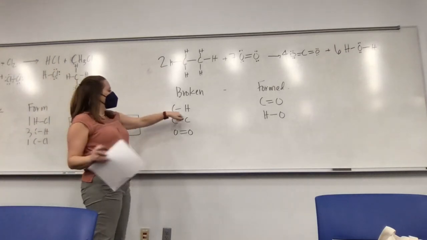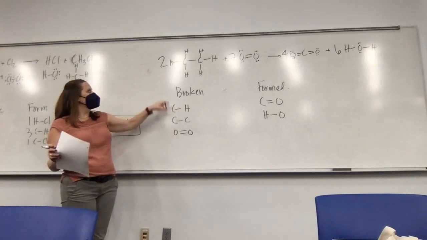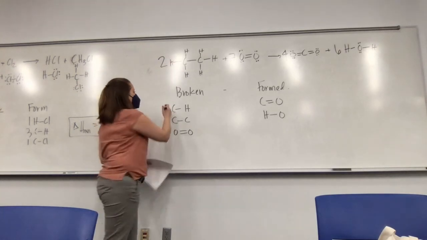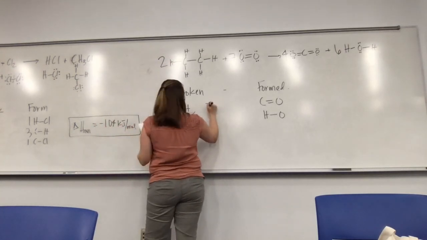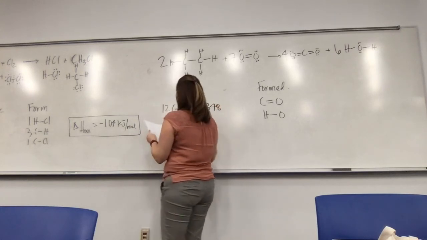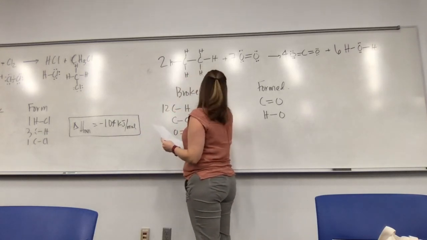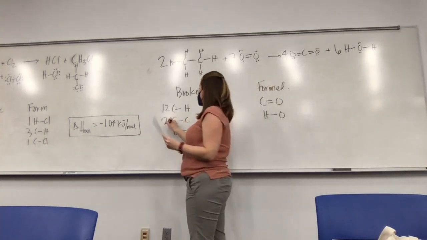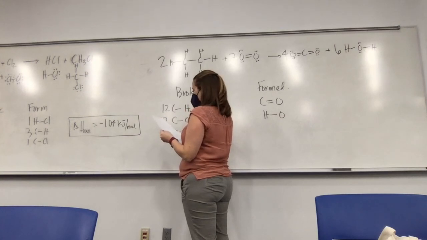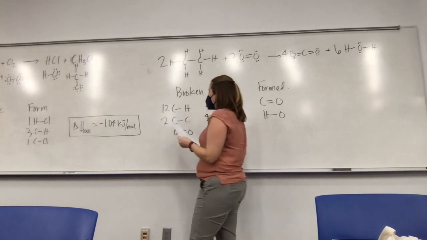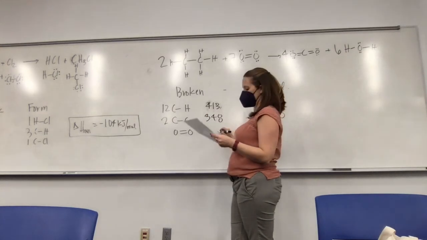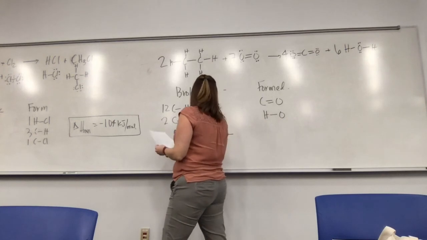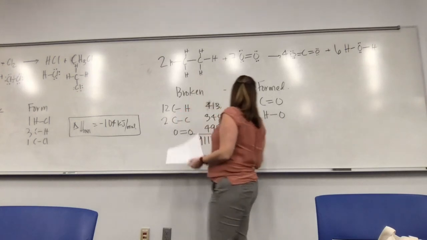So, in here, there are 6 carbon-hydrogen bonds multiplied by 2. So that makes 12 carbon hydrogens at 413. There are 2 carbon-carbons at 348. There are 7 oxygen-oxygen double bonds at 495. When I add all those up, I get 9,117.